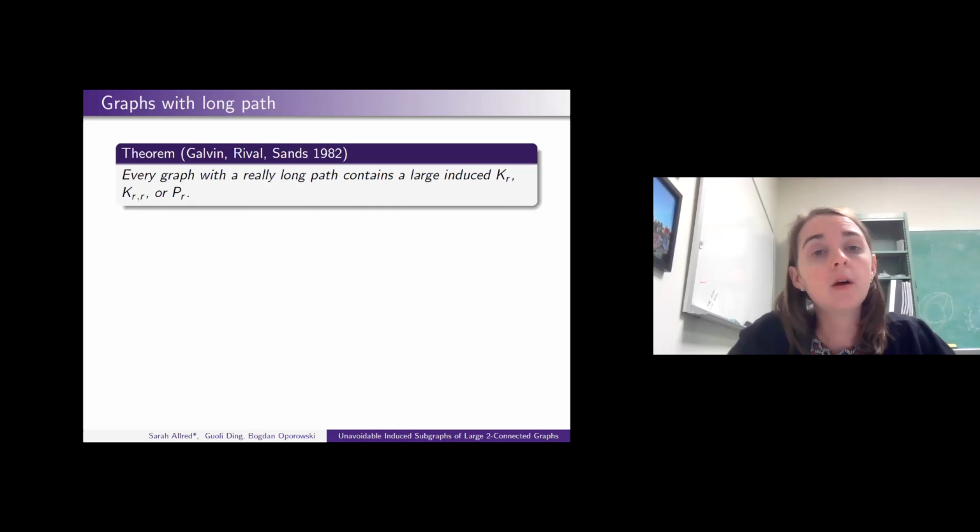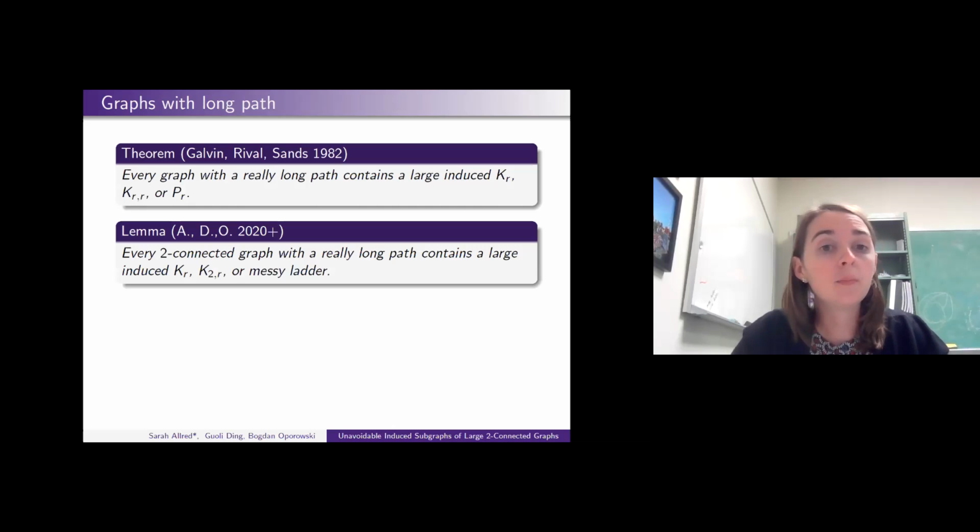So there's this theorem of Galvin, Rival, and Sands that says every graph with a really long path contains a large induced complete graph, KRR, or a large induced path. Okay, we're thinking of these paths as having kind of our target order. In this theorem, there's no assumption of connectivity. So what we want to do is take this theorem and massage it a little bit to get it into our case.